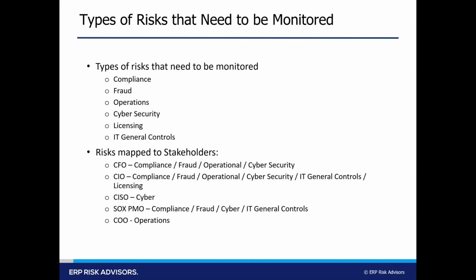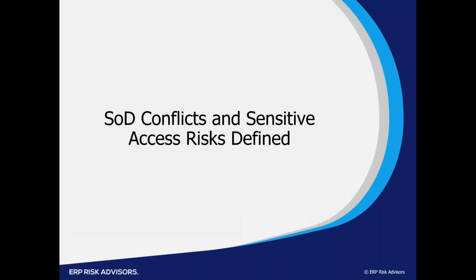So in terms of the stakeholders, it's the C-suite, CFO, CIO, CISO, SOX, PMO, COO. All stakeholders should really care about access controls. And so it's not just focused on compliance, but it is focused on broader operational and other attributes in terms of the organization.